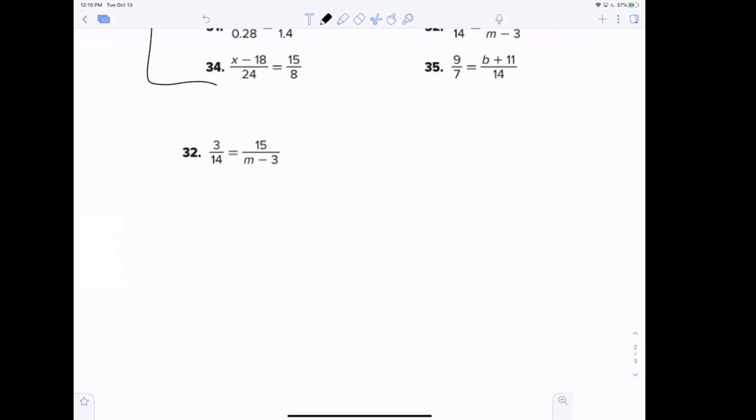Now, when you cross multiply, please look. You're going to say 3 times m minus 3. Now I need someone to tell me what's 14 times 15. 210, right? Now we're going to review earlier in the year, when we had to solve this equation. What do I have to do with the 3? You distribute. You with me?